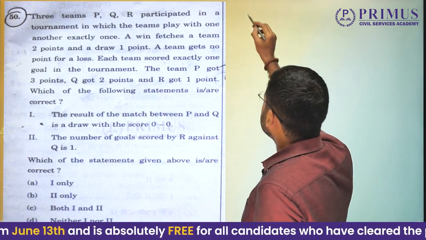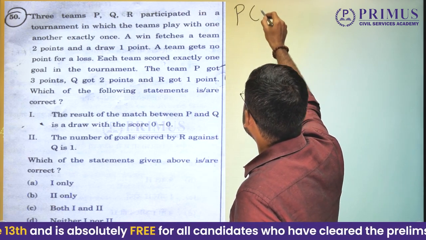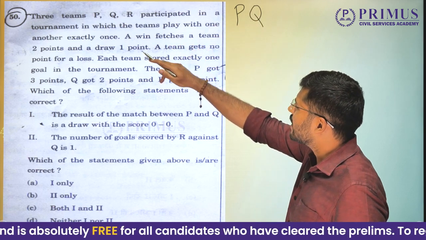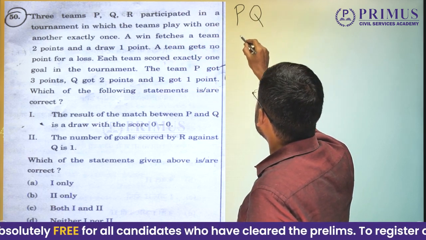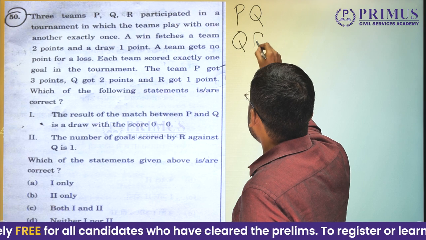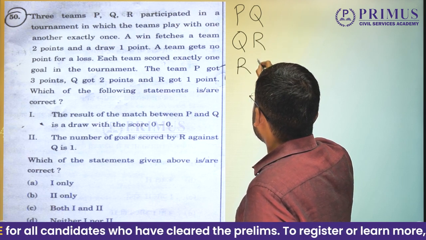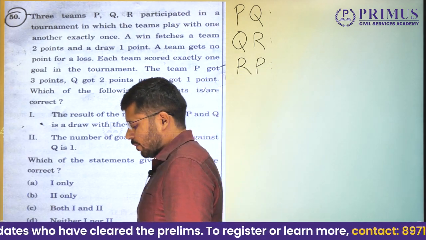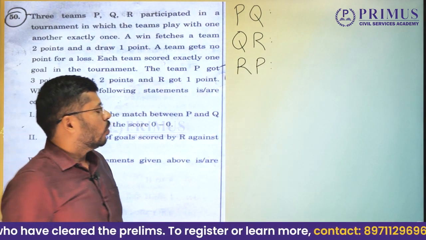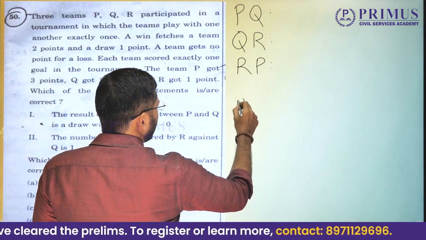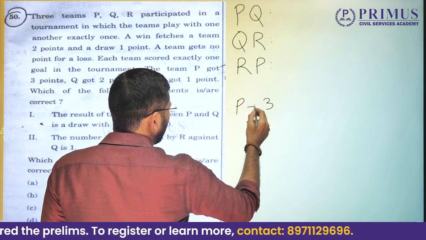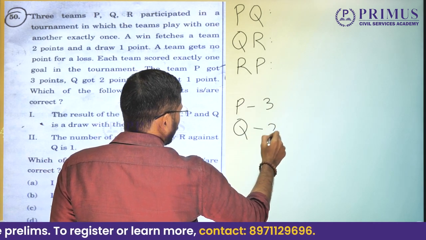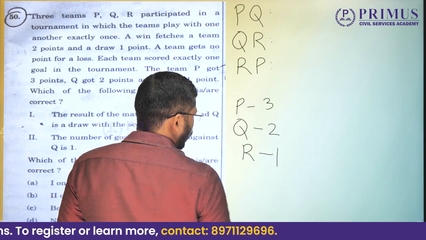How many matches have taken place? 3 matches only, because each team plays with another team exactly once. One is PQ, the other is QR and the other is RP. So these are the only 3 matches that have taken place. And what are the total points? The total points of P is 3, Q is 2 and R is 1.